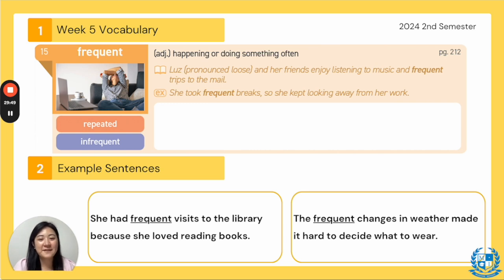Next one, it says the frequent changes in weather made it hard to decide what to wear. Oh, yes. So say that when it's changing weathers, so when it's fall and then it's becoming winter, in between that time, some days it's really nice and we can wear a short sleeve shirt, but all of a sudden it is super cold and we need a jacket. The frequent changes. Goes up and down, up and down.